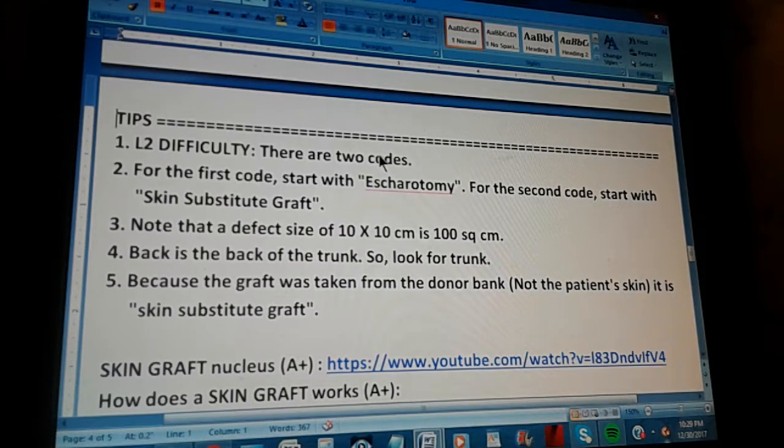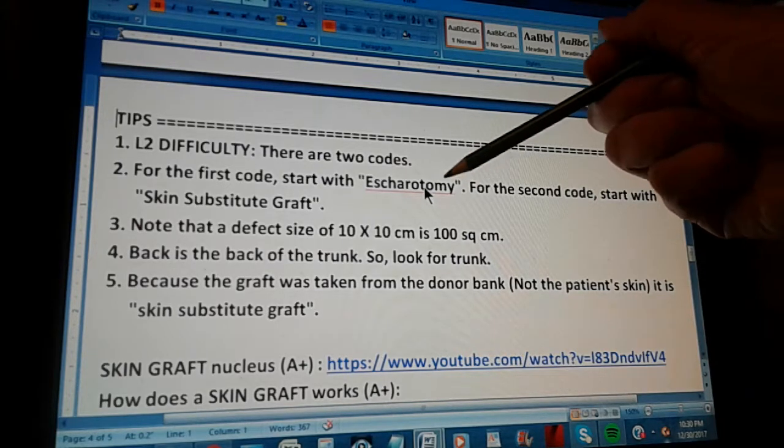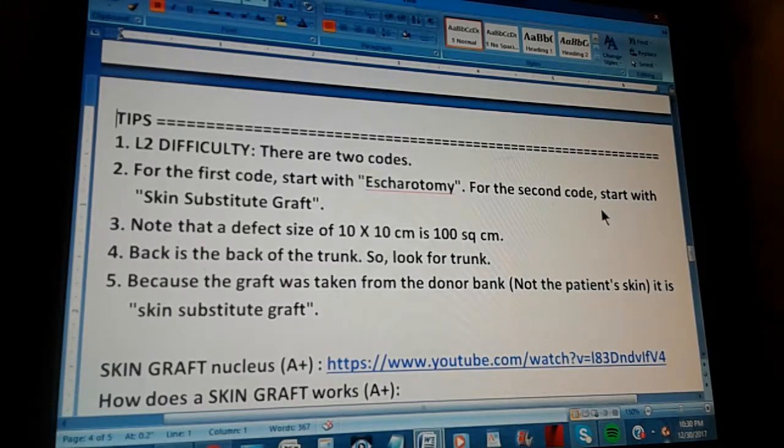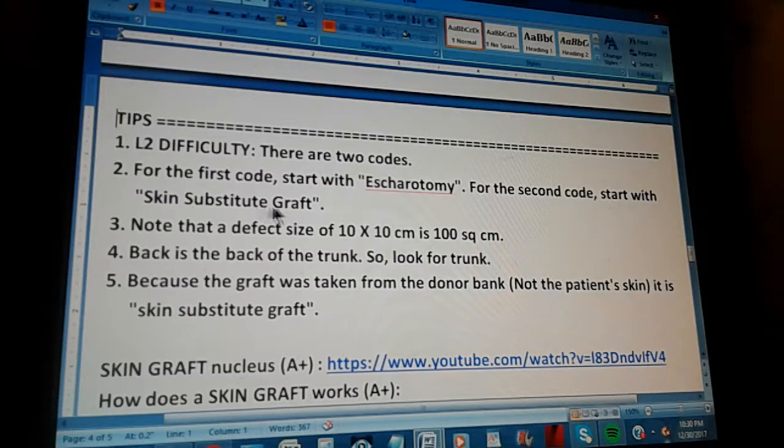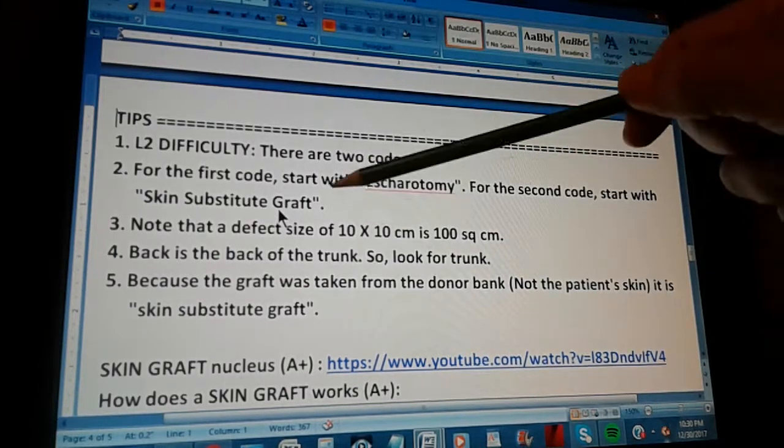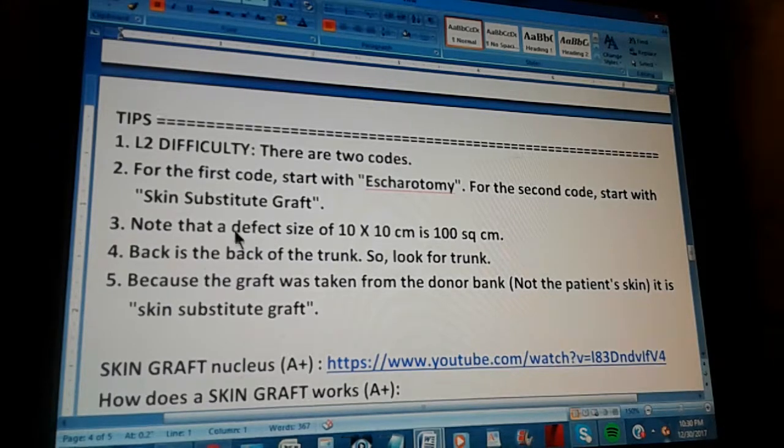Whenever there are 2 codes, we consider it a level 2 difficulty because nobody tells you there are going to be 2 codes. You have to know that because there are 2 parts, there are going to be 2 codes, and there's not one single code that covers everything. That's what a level 2 difficulty is. The second tip: for the first code, start with sclerotomy, which means that the tomy is excision or cutting out of the scar. And for the second code, start with skin substitute graft. Why substitute? Because this is skin from a donor bank. It's not autologous. It's not from the same patient. That's why you have to use substitute graft.